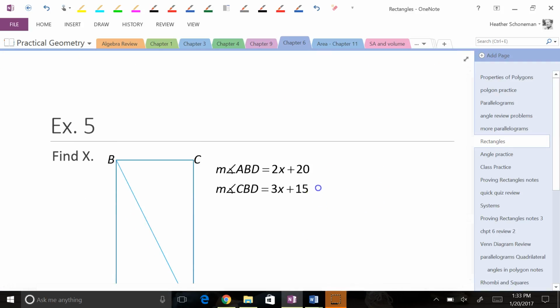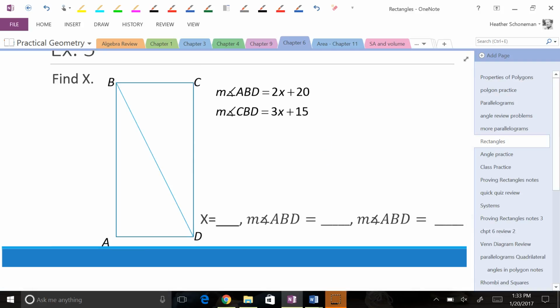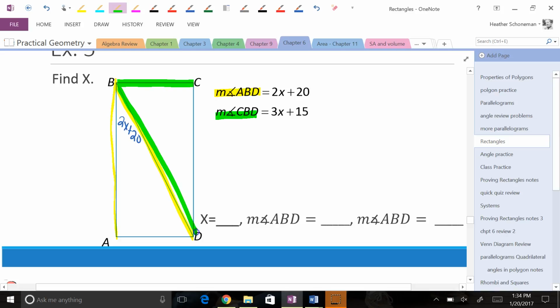Next example. We want to find the value of x and then find some other angle measures. And the part that makes this tricky is writing it on the picture and figuring out the angle. Once you know that, you're home free. First it says the measure of ABD. So let's find that one. I go from A to B to D. That's this angle. Is 2x plus 20. Then we say CBD. From C to B to D. That's this angle here. Is 3x plus 15.